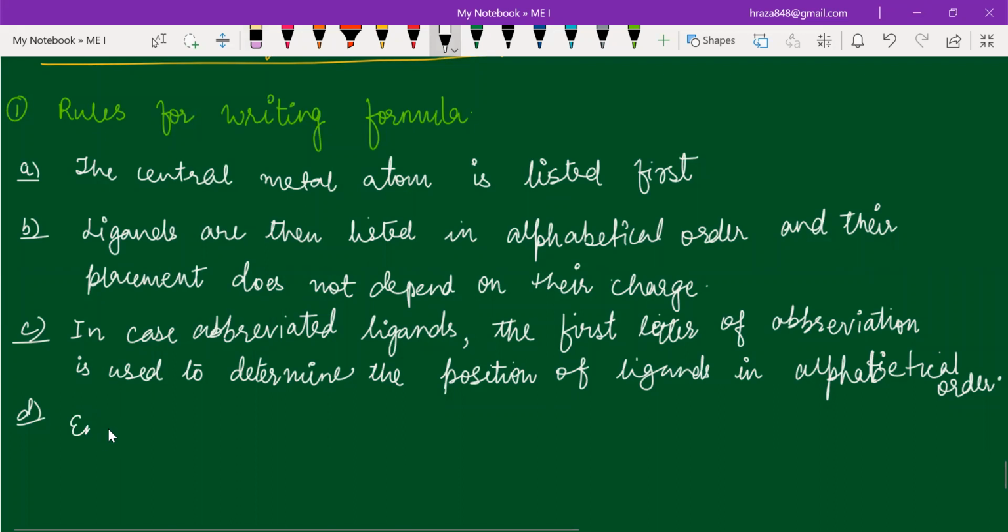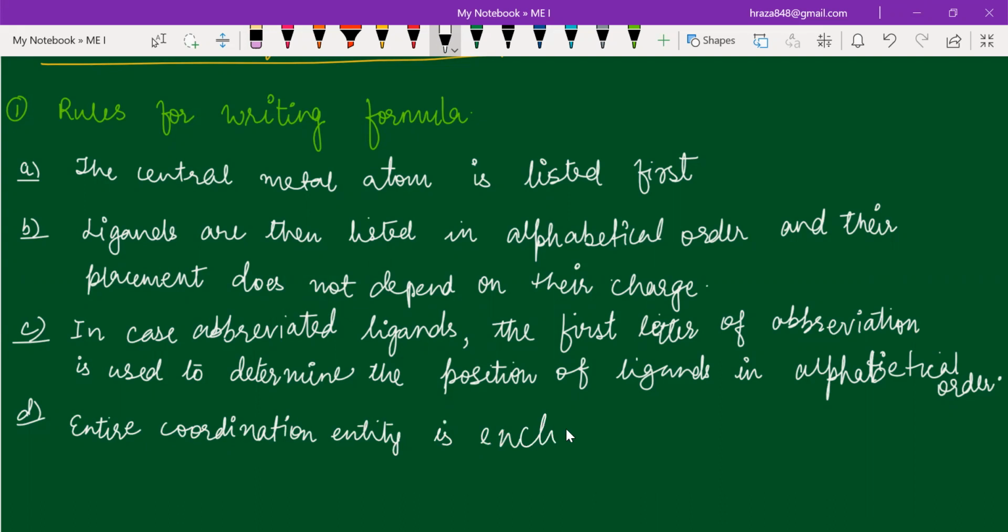The entire coordination entity, that means ligand and central atom together, is enclosed with square brackets, whether charged or not.